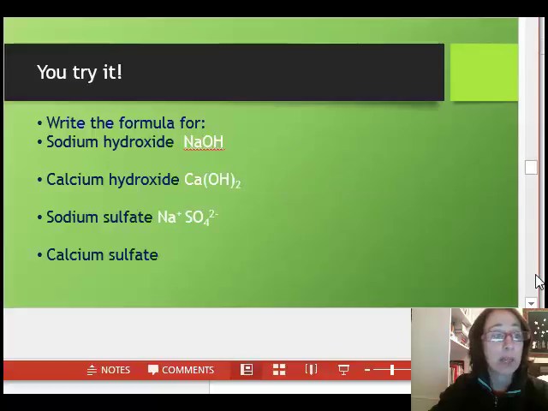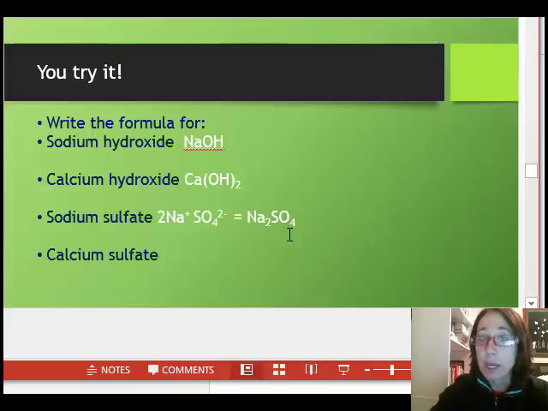Looking at sodium sulfate, we see that the +1 charge of sodium does not cancel out the -2 charge of sulfate. We need 2 sodium cations to cancel out the -2 charge of the sulfate anion. Thus, the formula is capital N, lowercase a, subscript 2, capital S, capital O, subscript 4. This means we have 2 sodium cations for each sulfate anion. We do not need parentheses around the sodium since it is not a polyatomic ion.